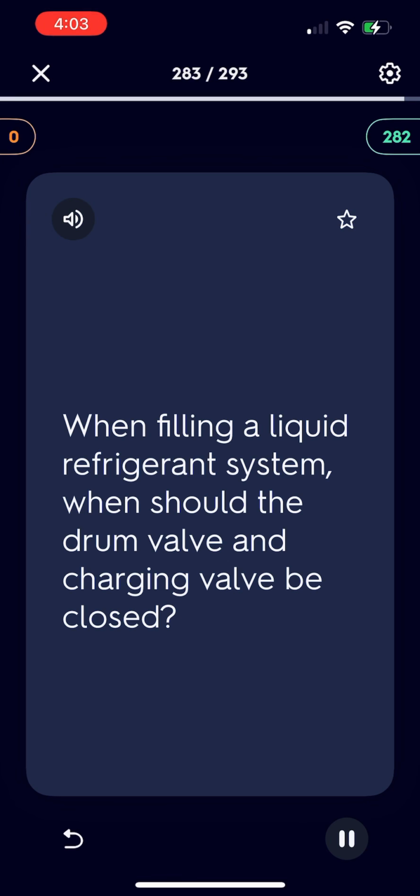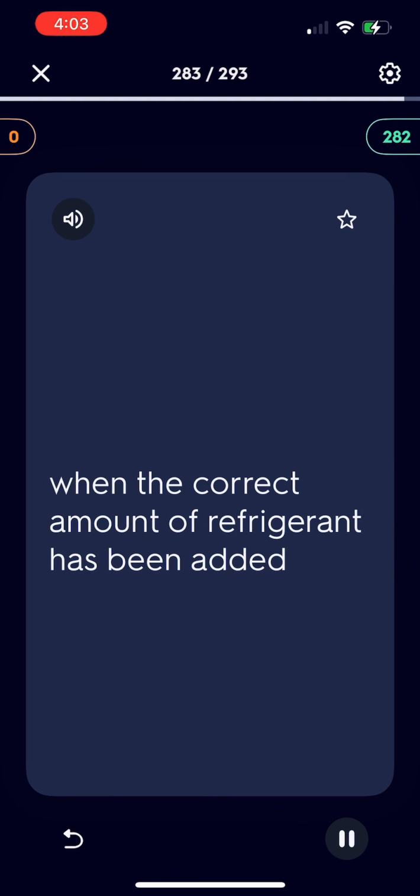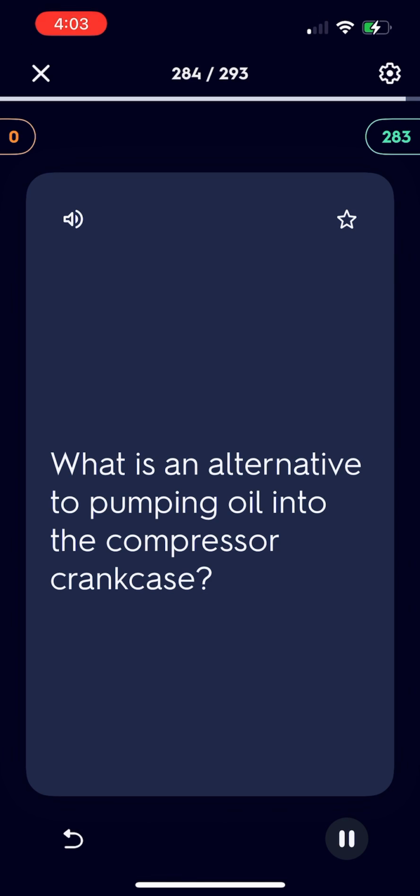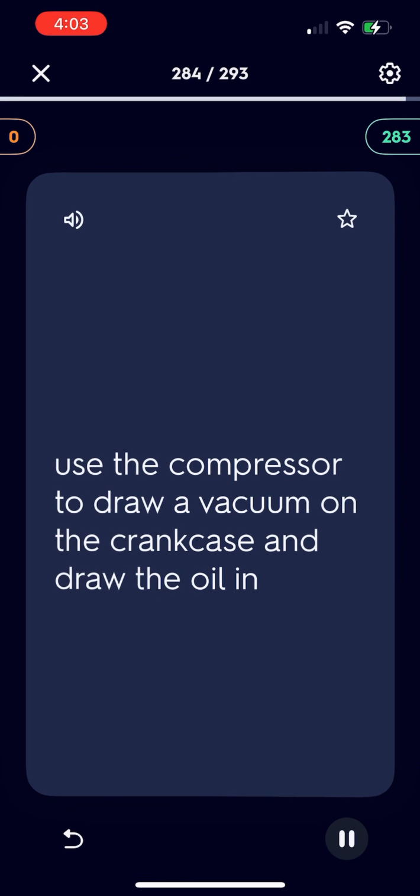When filling a liquid refrigerant system, when should the drum valve and charging valve be closed? When the correct amount of refrigerant has been added. What is an alternative to pumping oil into the compressor crankcase? Use the compressor to draw a vacuum on the crankcase and draw the oil in.